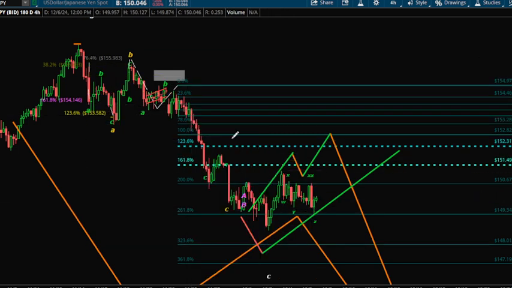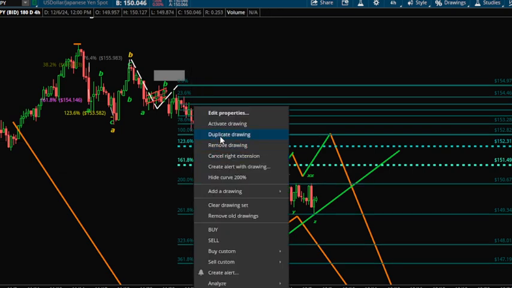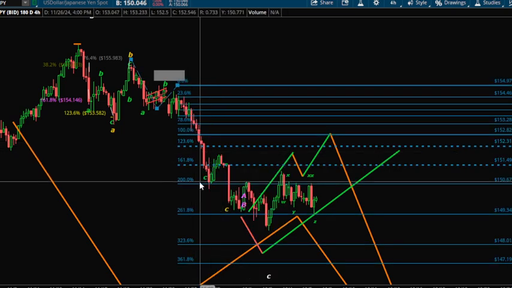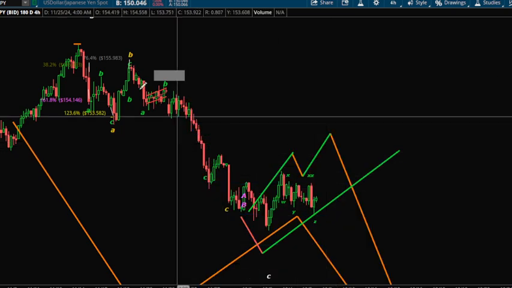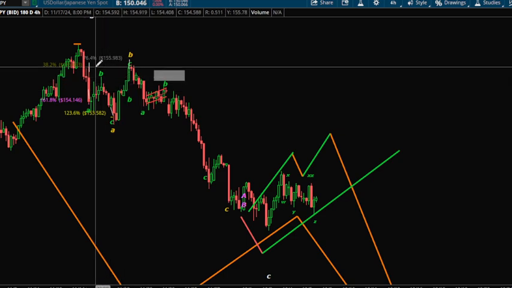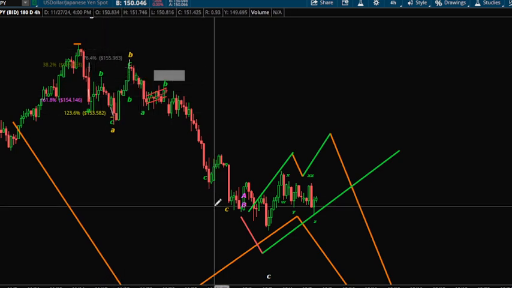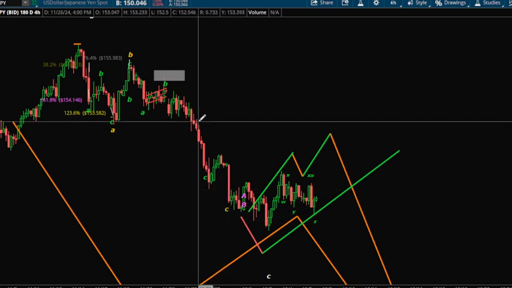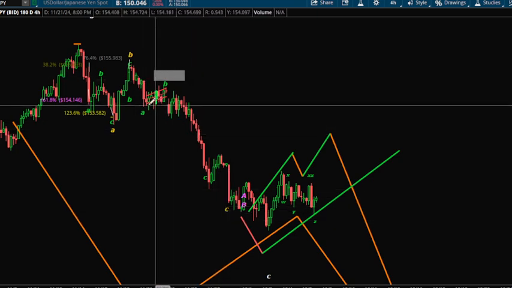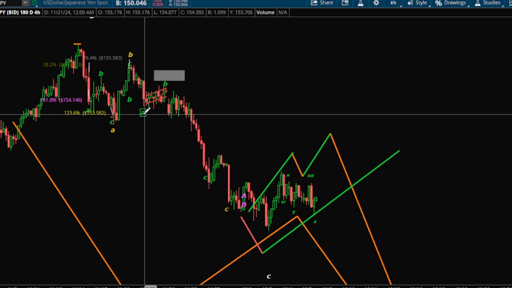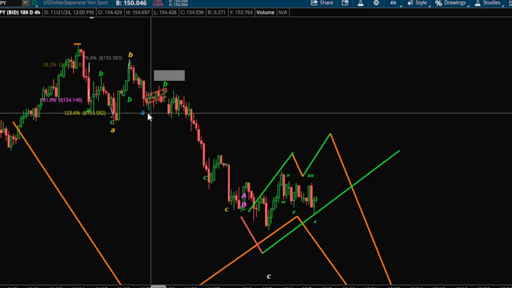Okay, so now let's remove those. Oops. So now we have the entire move. 1, 2, 3. Whew, that was a rough one. So this A, I just need to take this out.